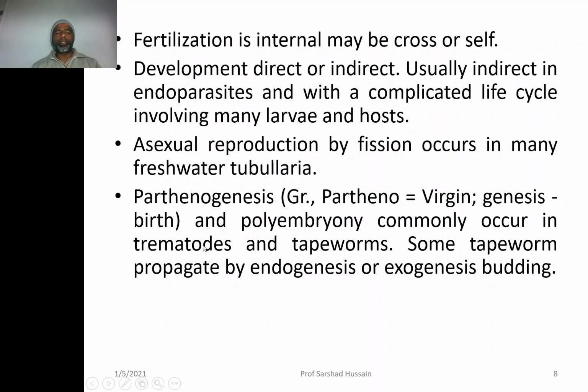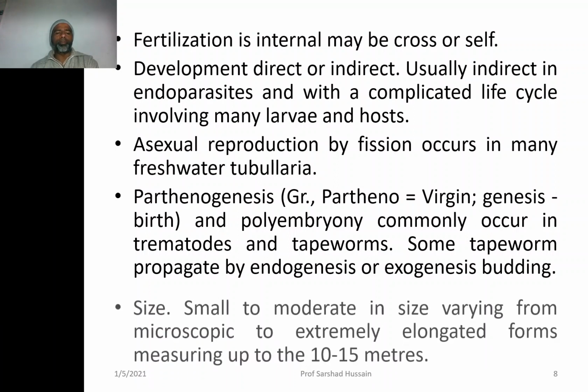Some tapeworms propagate by endogenous or exogenous budding. Sometimes they just develop a bud either inside the body or outside the body, and then the bud may get separated and start the life of another individual.